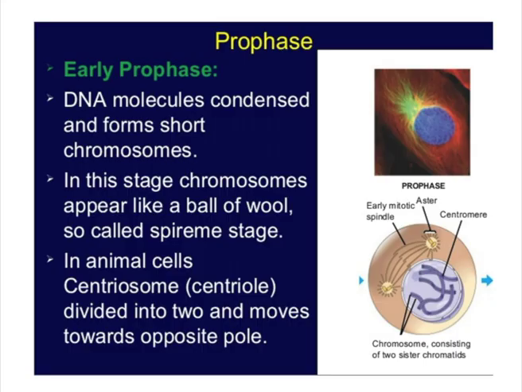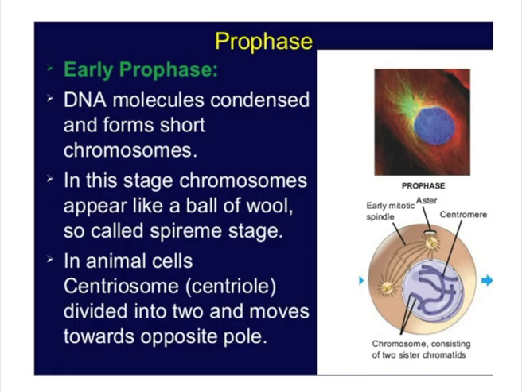Early prophase: DNA molecules condense and form short chromosomes. In the prophase, the chromosome size decreases, which is why they are condensed or short in size. In this stage, the chromosomes appear like a ball of wool, so it is called the spireme stage, or thread-like stage. And in animal cells, the centrosome, that is the centriole, divides in two and moves towards opposite poles.